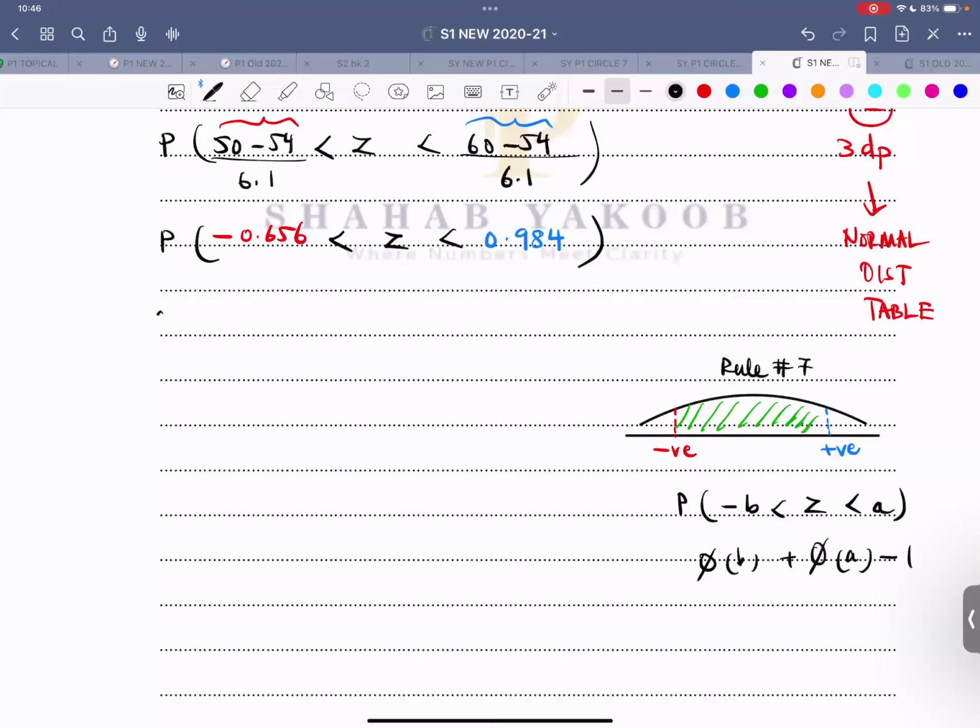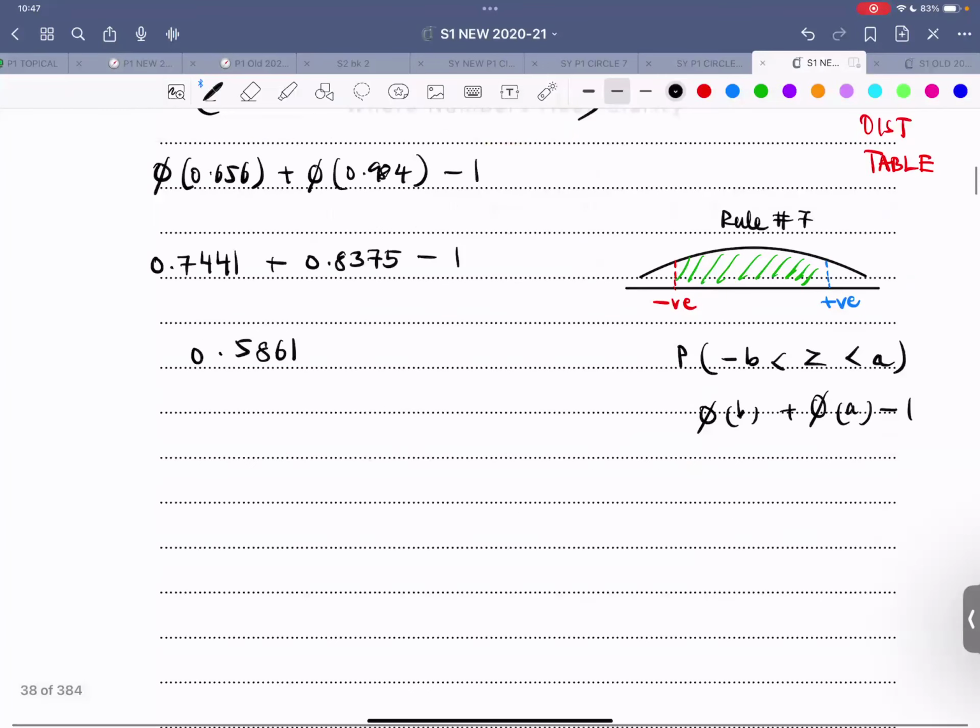So this is phi of 0.656. Discard the negative sign because there are no negative Z values. Plus 0.984 minus 1. This comes out to be, also keep your normal distribution handy, 7441. This one is 8375. And then subtract 1. This comes out to be 0.5861. And the final answer is 0.586, correct to three significant figures.